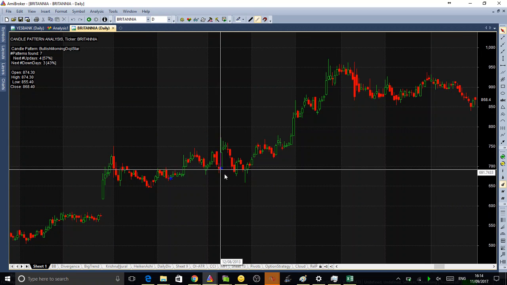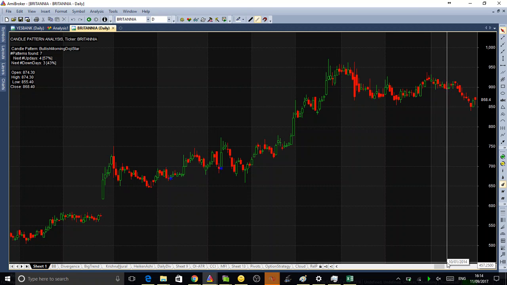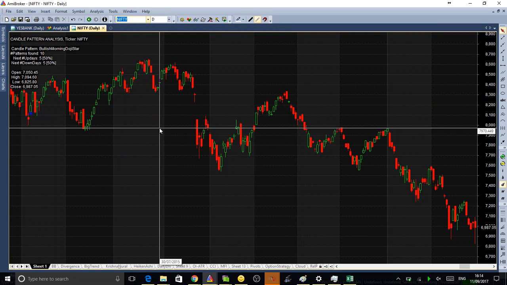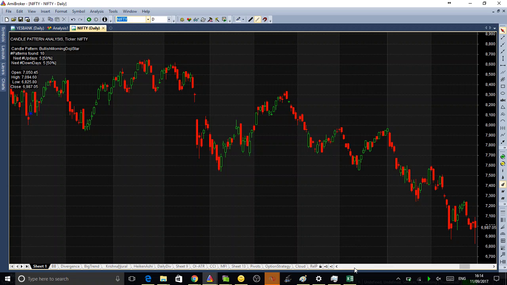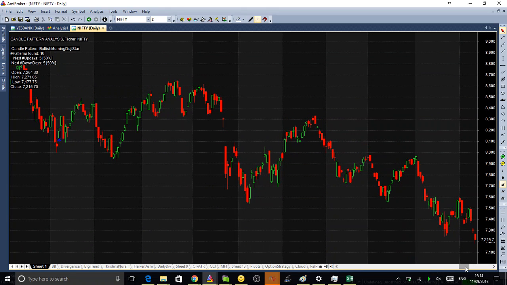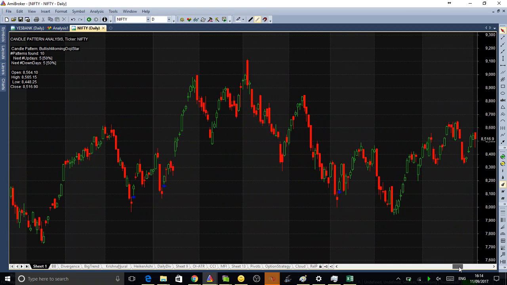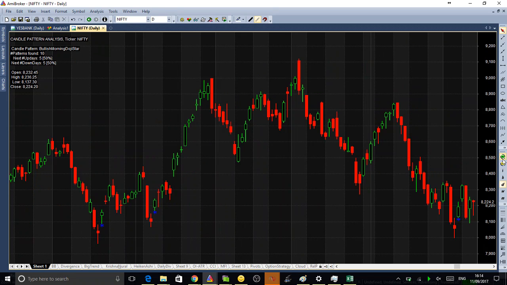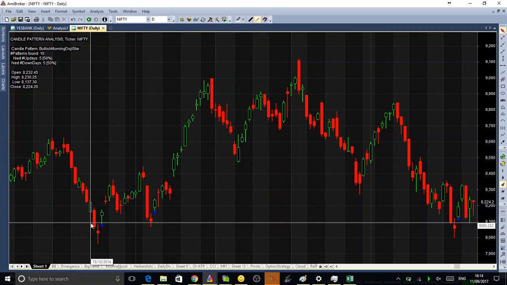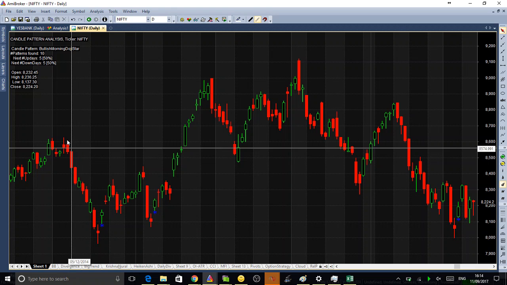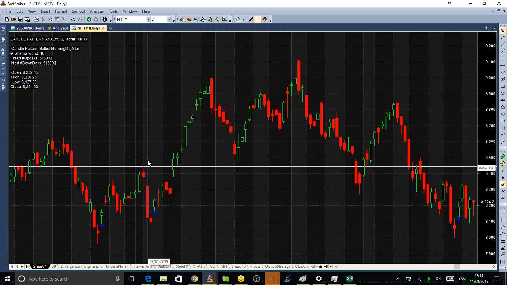See here, there's a decent enough morning star. Let me actually look at Nifty only. Okay, beautiful. Nifty gives you what you want all the time. I always love this guy. See, three in a row. See, downward movement, doji, and then the green candle with a gap up. Morning star, beautiful morning star, direction reverses.